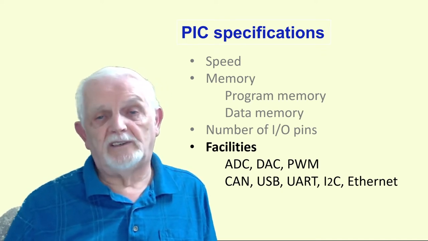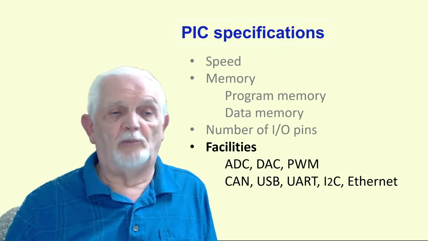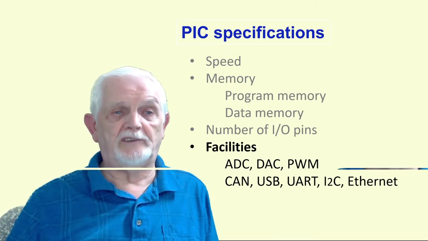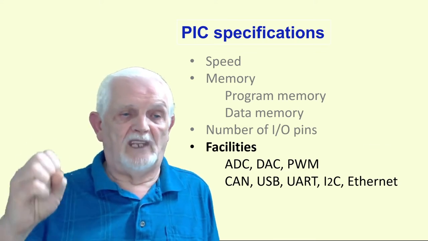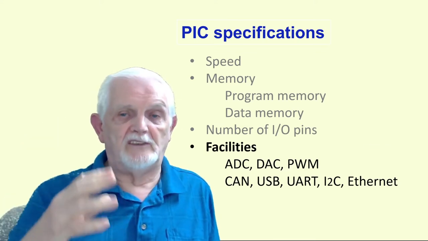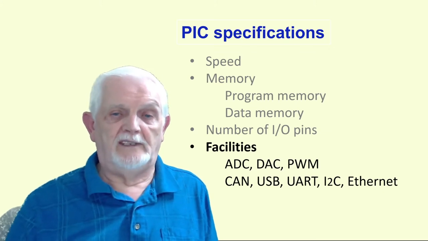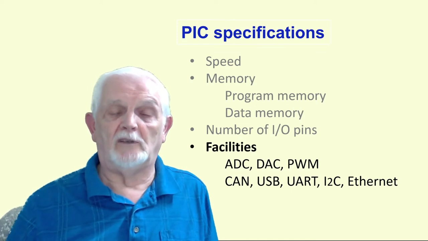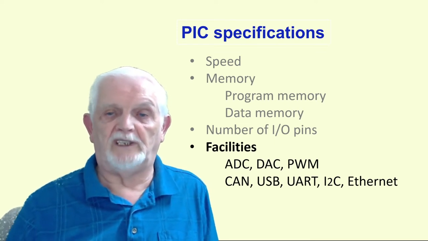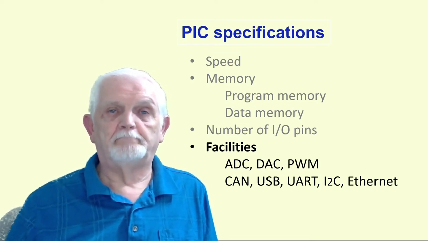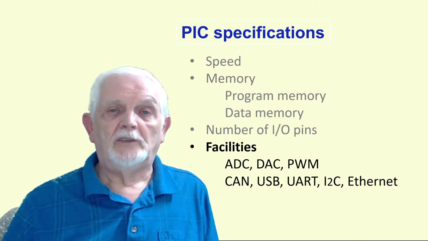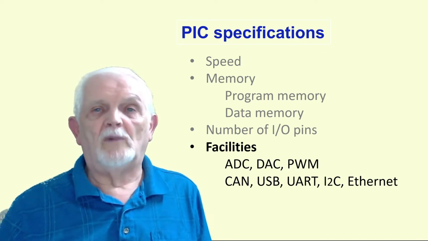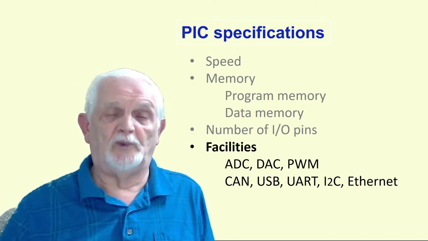DACs are the opposite. You give it a digital number and it'll put out an analog value on a pin. Pulse width modulation is ideal for dimming or getting acceleration and deceleration in locos. And then the bottom list are all to do with connection to the outside world, communicating with the USB or whatever. So there's lots of potential, and we've got to pick the right one for the job we want to do.